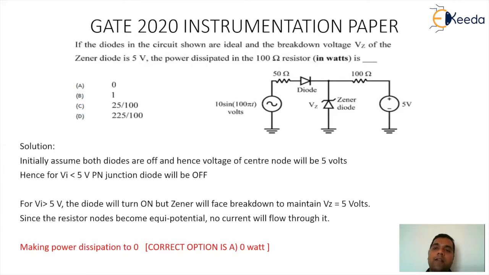So now when I look at the situation of the 100 ohm resistor, the left side is at 5 volt and the right side is also at 5 volt. So the resultant equipotential points will give me 0 current in the 100 ohm resistor. Hence, the current is going to be 0. So if the current is 0, the power dissipation will also go to 0. And hence, your option A, 0 watt, is the correct answer.